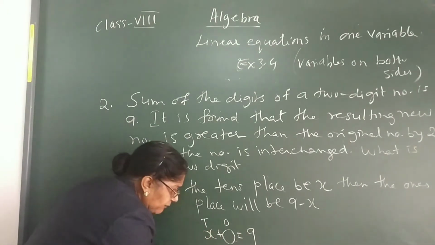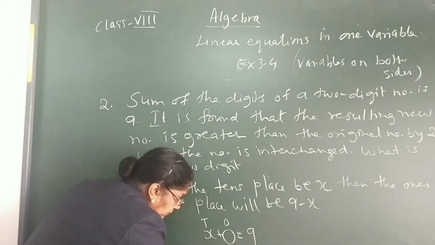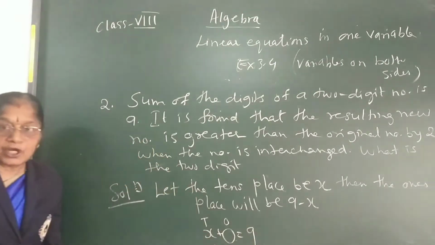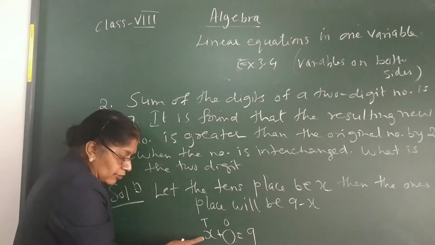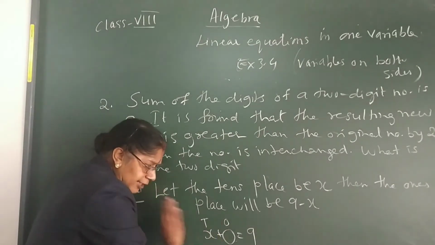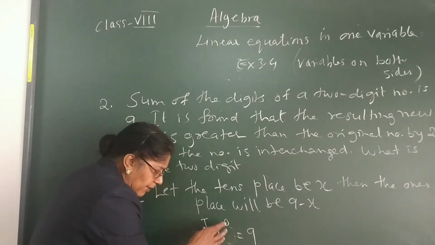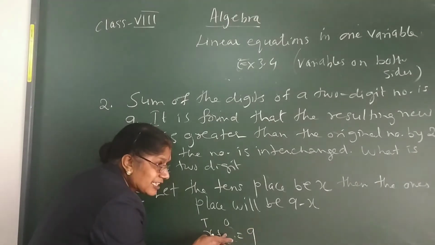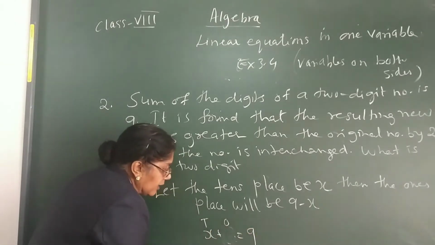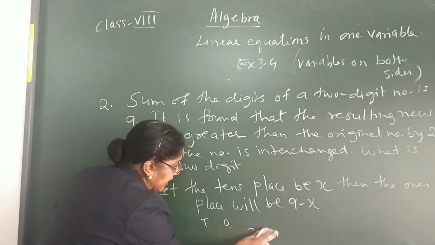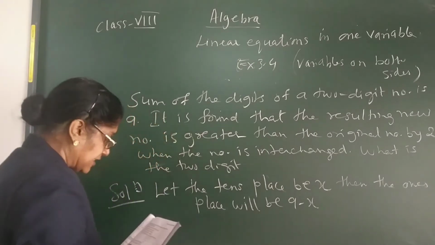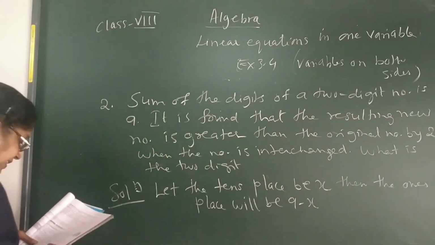So plus x, if I take that side, the ones place will be 9 minus x. Tens place I have denoted as x. Ones place I don't know, so I have kept it as a gap. The sum of these two, tens place and ones place, is 9. So what is the ones place? x I will take there, so I will get 9 minus x. So let the tens place be x, then the ones place will be 9 minus x.